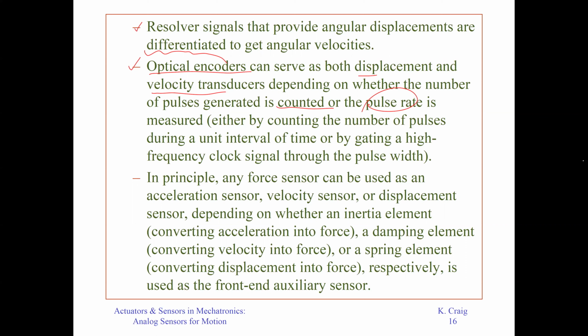Differentiation is not working in practice, so you have to use a cascade with a low pass filter. In principle, Newton's second law is F equals ma. If you know m and you know F, you can get A, while A is x double dot. So those force sensors can be used as an acceleration sensor. Then if you integrate it, you get a velocity sensor. You integrate again, and it's okay.